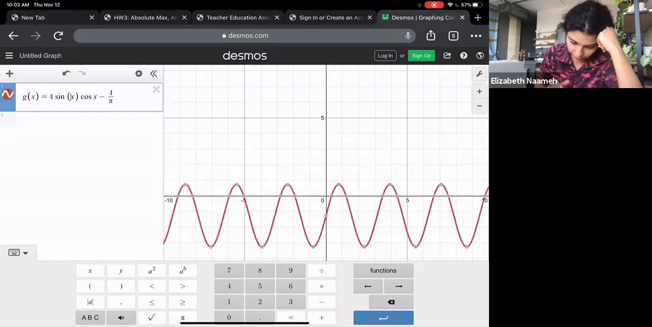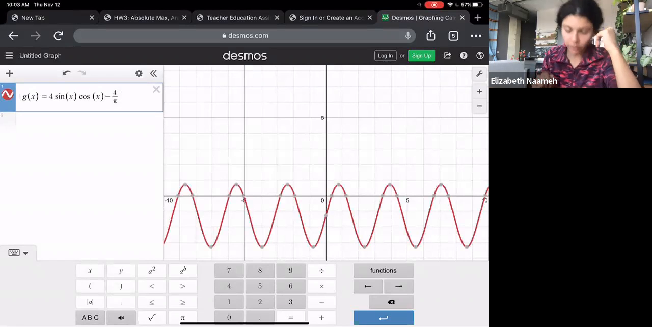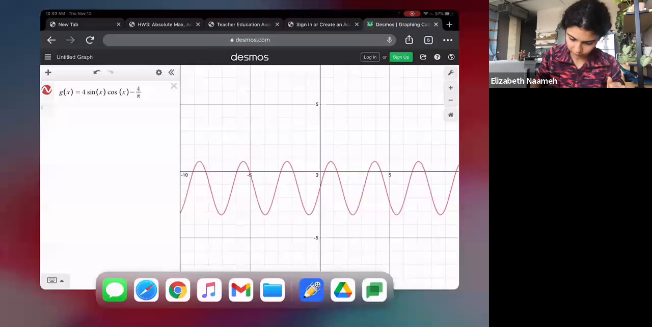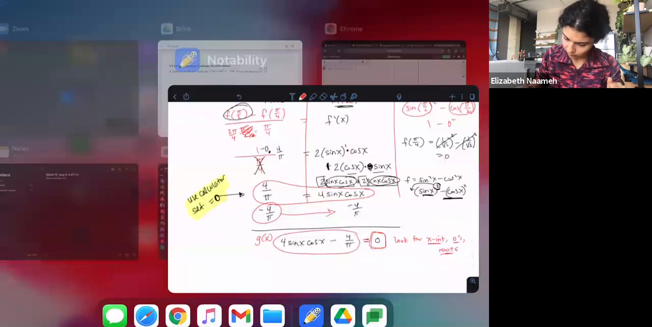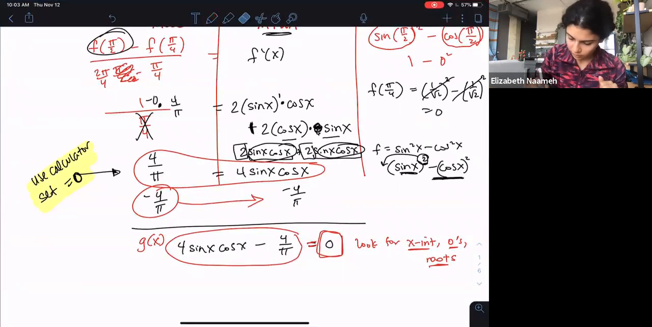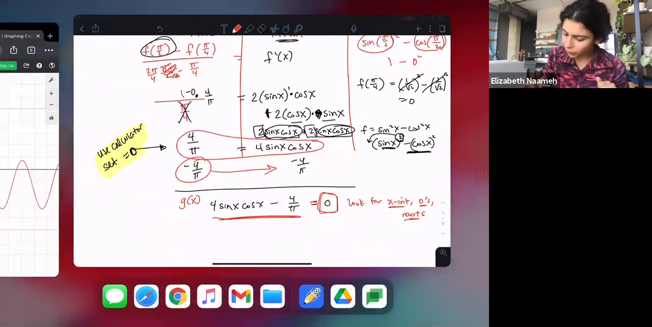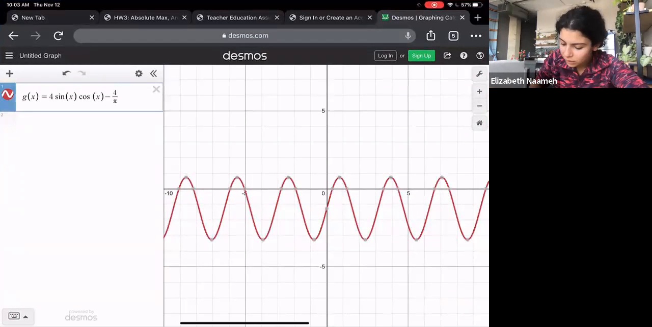Have you guys gotten a graph yet yourselves? Don't wait for me to do it. Do it yourself. You will be doing this on your homework. Okay, did you get a graph that looks like this? So this is our graph, g of x. We set it equal to 0, so we're going to look for the solution. Now, careful. There's so many solutions.